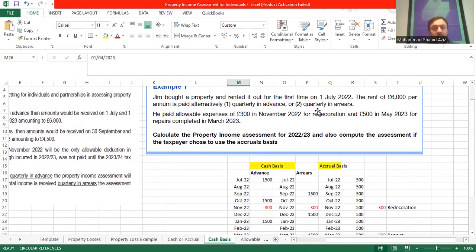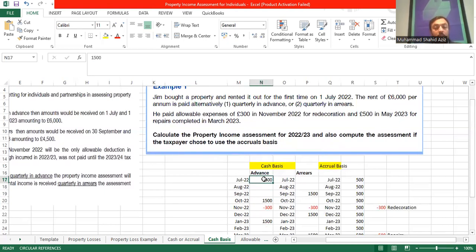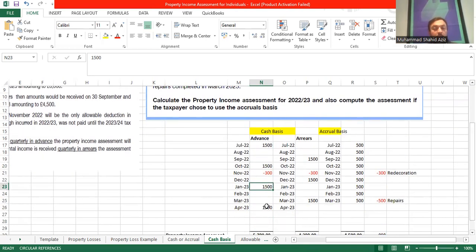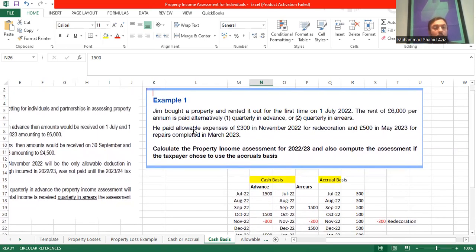Because rent is received in advance quarterly, what we need to do is £6,000 divided by 4, which equals £1,500. So on 1st July, we receive the first rent, then 1st October, then 1st January, and then 1st April. And the other thing is allowable expenses are £300 in November.